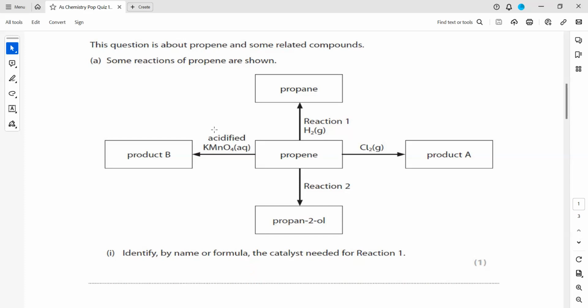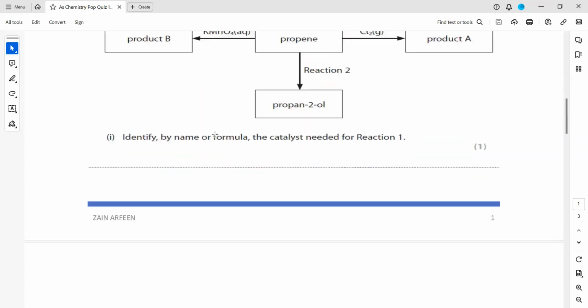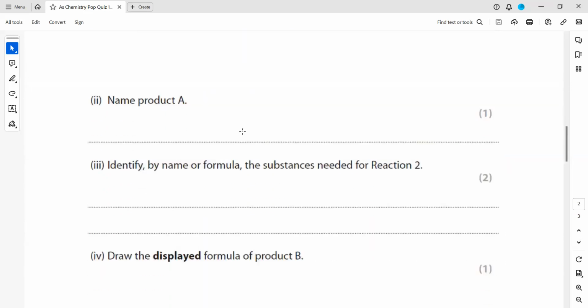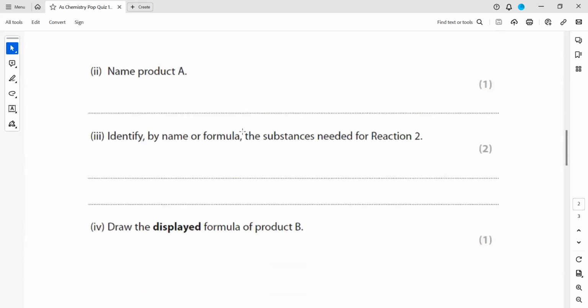You have to learn the catalyst for a reaction. For alkenes, because they're fixed, you have to memorize this catalyst.